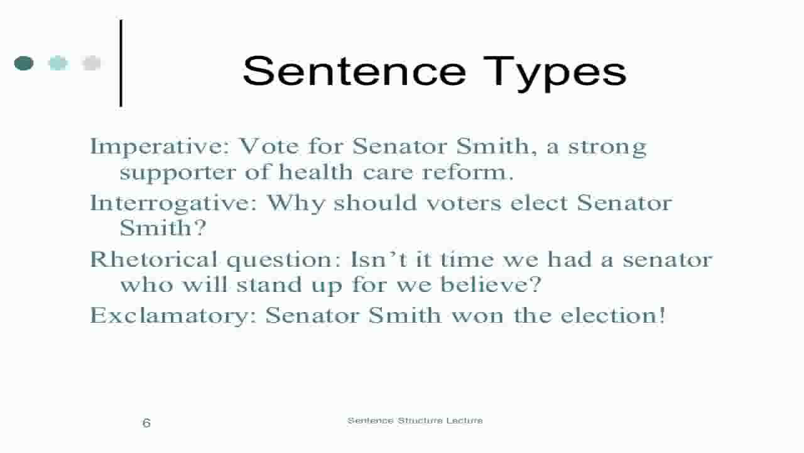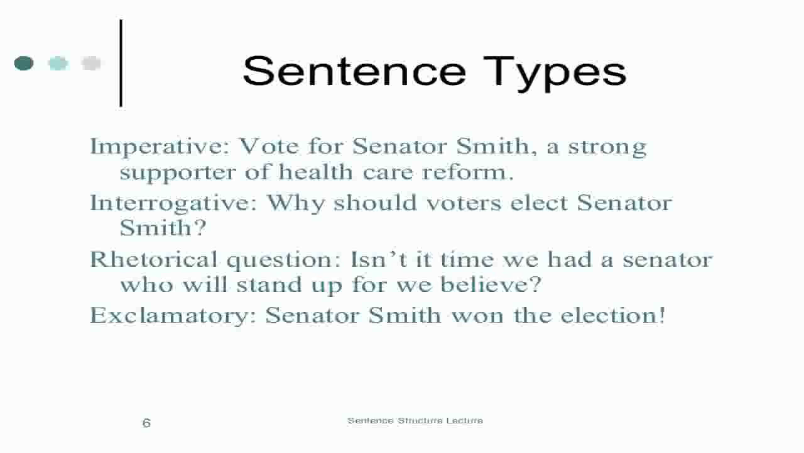Another way to spice up your writing is to use an occasional imperative, interrogative, or exclamatory sentence. An imperative is a sentence that issues a mild command and uses the implied second person. For example, in the sentence, "Vote for Senator Smith, a strong supporter of health care reform," the subject is you, but it's implied instead of expressed directly. You have to be careful if you use imperative sentences. They can invite the use of second person, you, and the second person is usually not appropriate in academic essays.